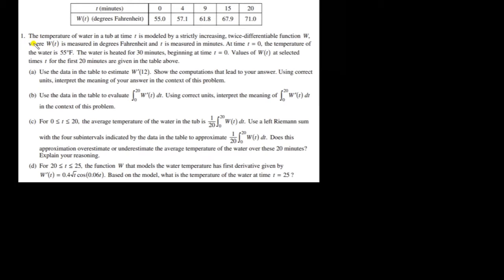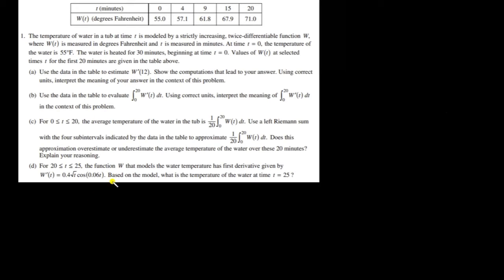So this first question, we have the temperature of water in a tub at time t is modeled by an increasing twice differentiable function w, where w is in degrees Fahrenheit and t is in minutes. At time t equals 0, the temperature is 55 Fahrenheit. The water is heated for 30 minutes, so you can see the temperature is going up. That makes sense. Values of w of t are shown in this table. Part A asks us to use the data in the table to estimate w prime of 12.